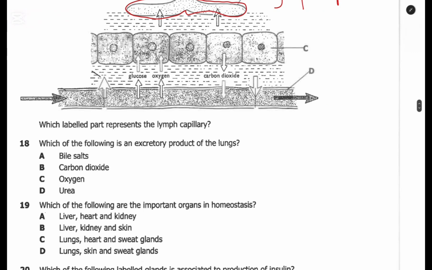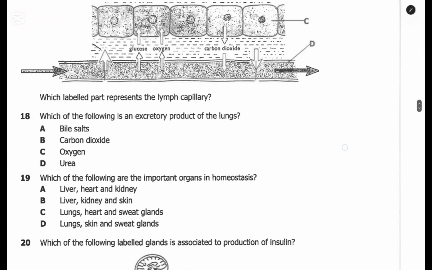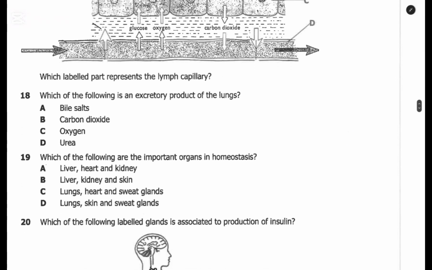Up to question 18, which of the following is an excretory product of the lungs? So the lungs are used for breathing. We breathe in oxygen and we remove carbon dioxide. Therefore the excretory products, the ones that are removed by the lungs, we're talking of carbon dioxide.